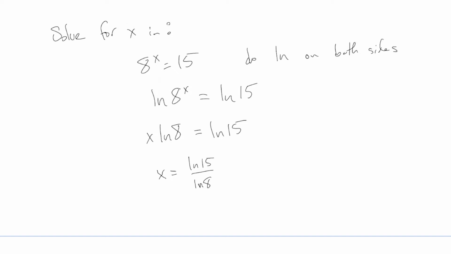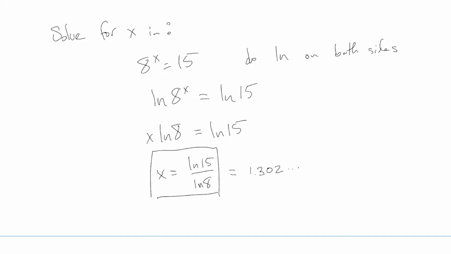If this was on a test or something, you would just leave your answer like that because you can't do any more by hand. Just for your information, I typed this into my calculator just to see what I'd get. I got 1.302 something something. That's not something you can do by hand though. So I would expect on your tests in such a question to leave your answer like that. Do the log on both sides in order to bring the variable out of the exponent. That's the trick here.